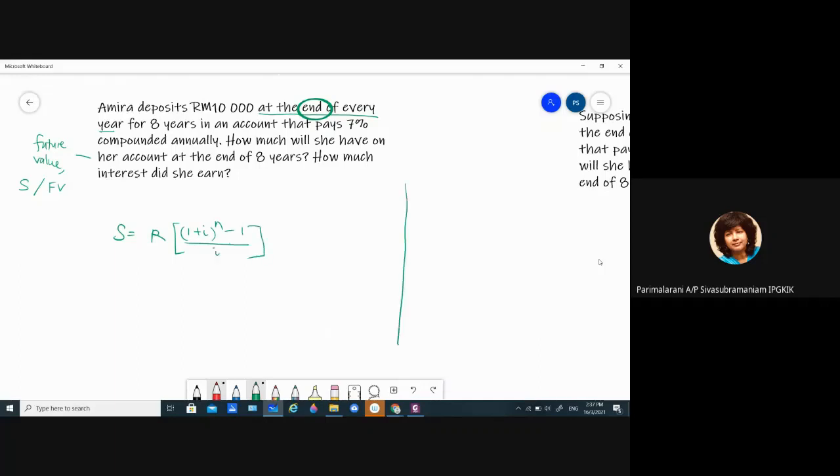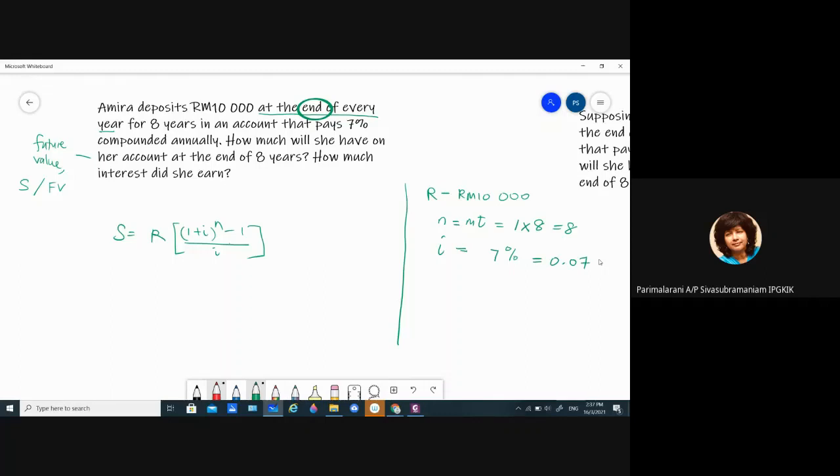What is given here? 10,000 is our R, our yearly installment. N is every year for 8 years. N is m times t, where m is the number of times it is compounded a year. Here, the number of times compounded is 1, times the number of years, 8, so your n is 8. I is the interest rate, 7% divided by m. Because m is 1, i is 7%, which is 0.07.